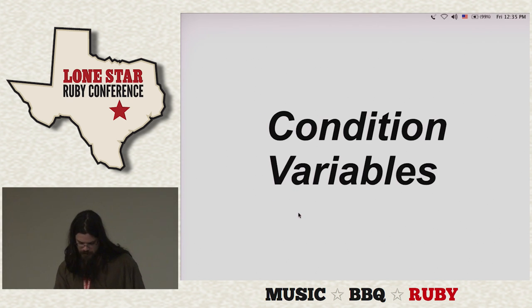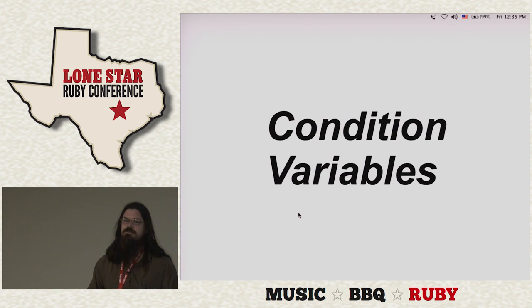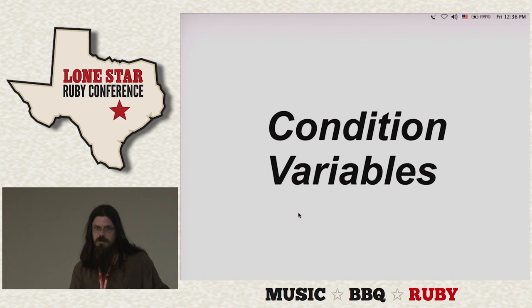There's a couple more synchronization mechanisms to cover. There's condition variables. This is the last. No, it's not the last. I haven't talked about Queue yet. This is another mechanism that's present in the Ruby standard library.